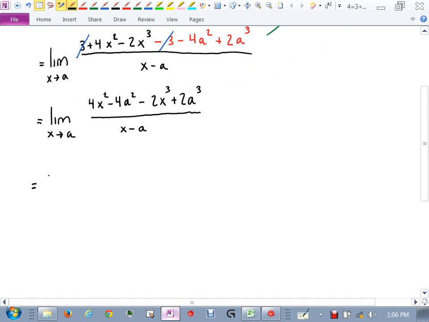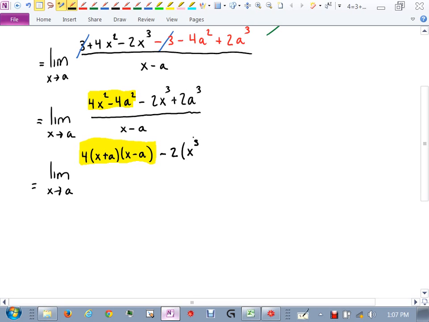So let me rewrite. Limit x goes to a, 4 times x plus a, x minus a. But that's just this top left, right? That's just this. What do I still have up there next to this? This right here. So how about this? How about I factor out a 2? How about a negative 2? Why in the world would I factor a negative 2 out? What would be left here?